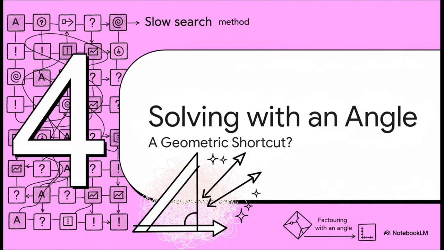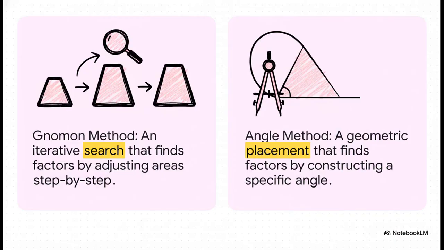Now, that search method is incredibly elegant, but let's be honest, it could be kind of slow. You might have to try a lot of different squares before you find the right one. So what if you could skip that whole search? What if a single, perfectly chosen angle could solve the puzzle instantly? So let's compare these two geometric ideas. On one hand, you've got the gnomon method. That's a patient search, an iterative process of adjusting areas. But the angle method, that promises a direct placement, a single geometric construction that could reveal the answer without any trial and error at all.